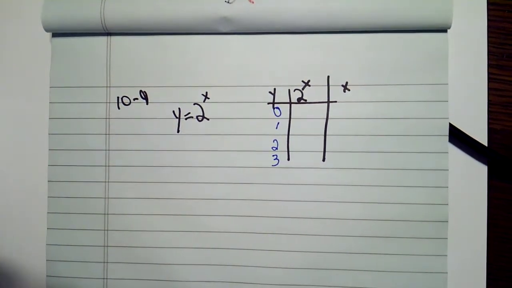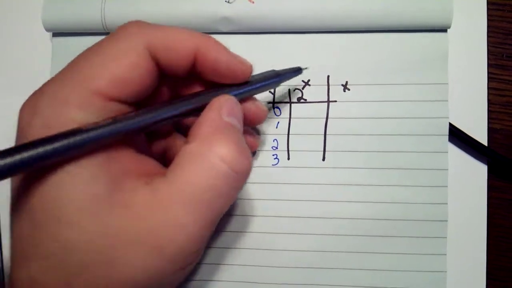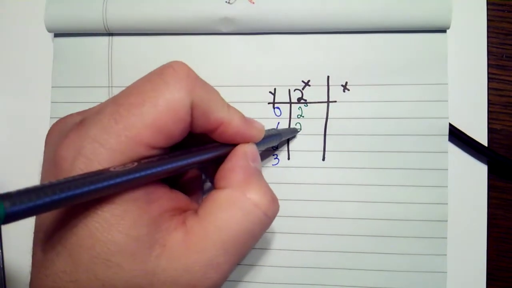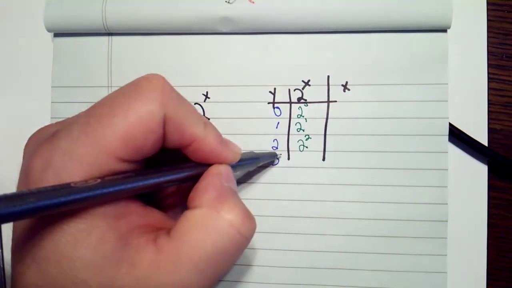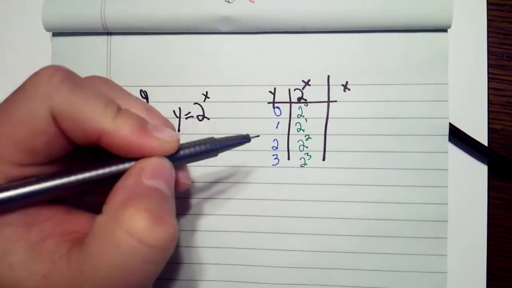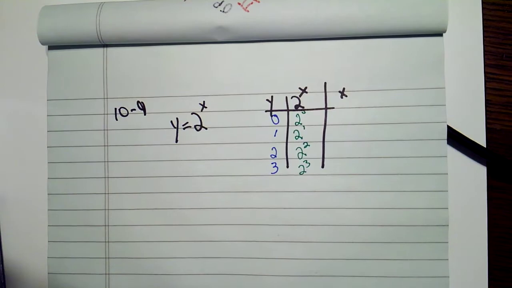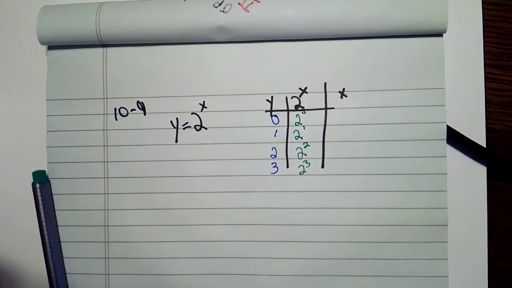Okay? So what that means is I'm going to take this equation and plug this number in where there's an x. So I'm going to say 2 to the 0, 2 to the 1, 2 to the 2, 2 to the 3. So all I did was fill it out. You don't have to do it this way. You could do a row at a time instead of the whole column, but I did the column so you'll see the pattern.